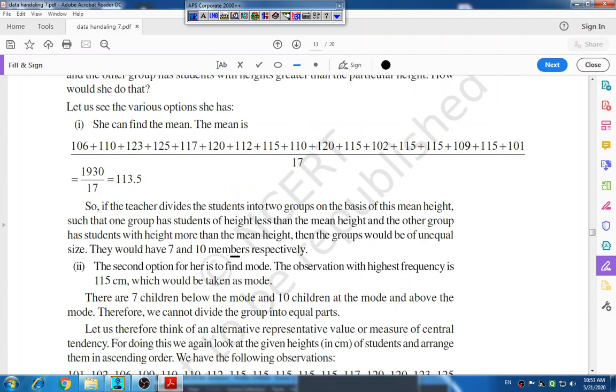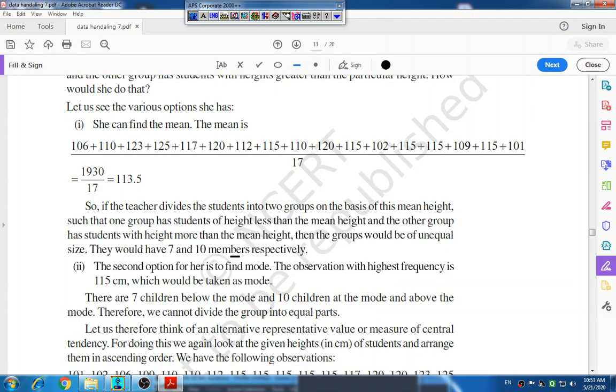Look here, how many students are below the mode? 1, 2, 3, 4, 5, 6 and 7. 7 students are below the mode and 10 students are at the mode and above the mode, as we have seen. Therefore, we cannot divide the group into equal parts. Now, let us therefore think of an alternative measure.